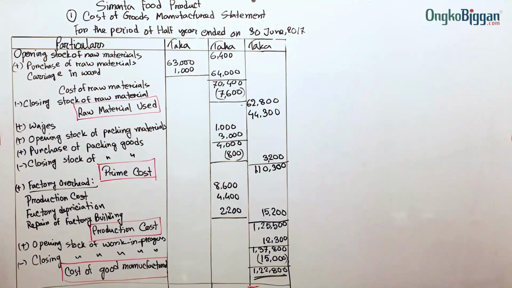Okay. So the next stage, cost of goods sold, we will do it. Are you done with the writing? If you're done, then we can move on to the next one.